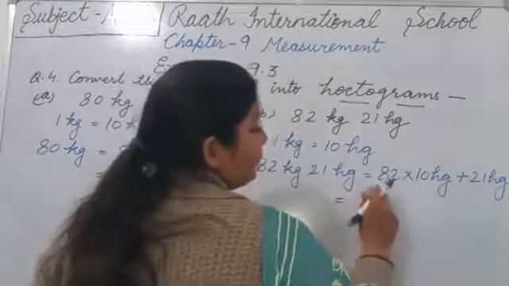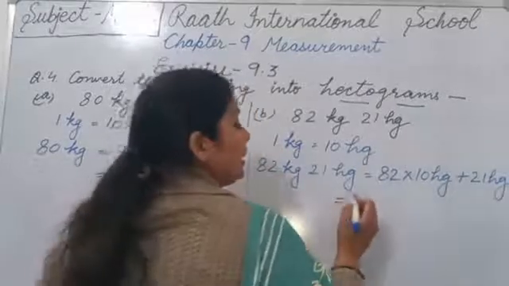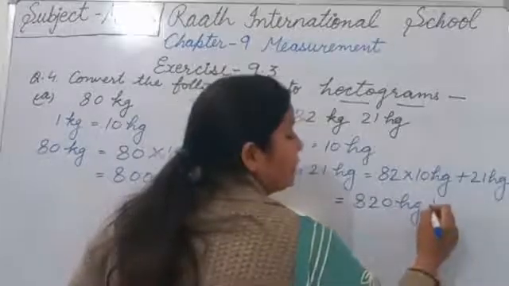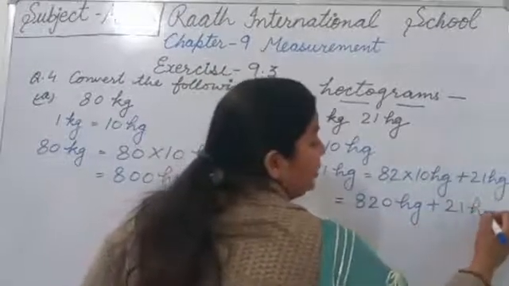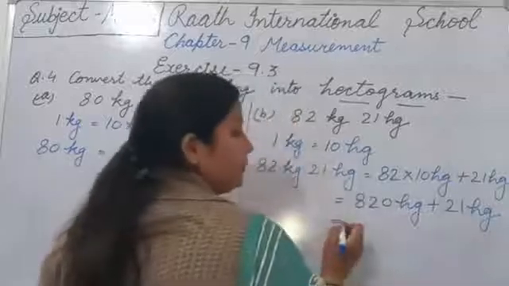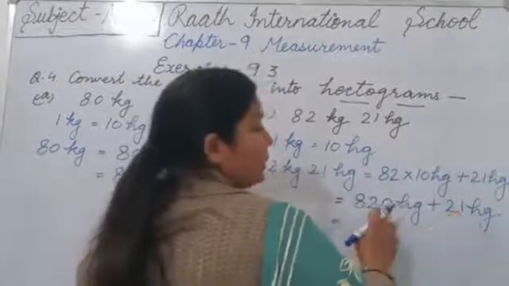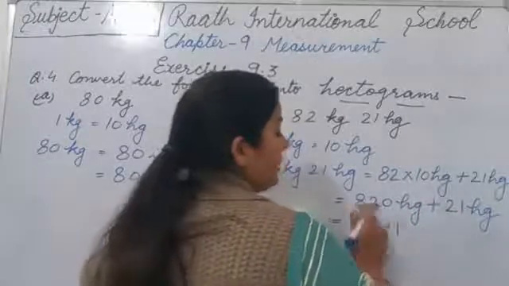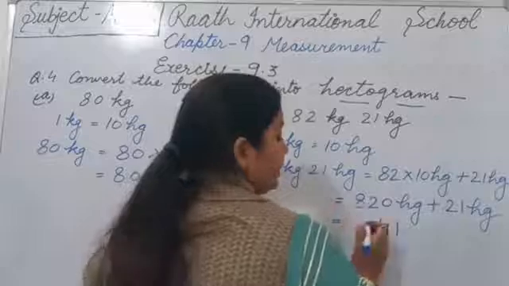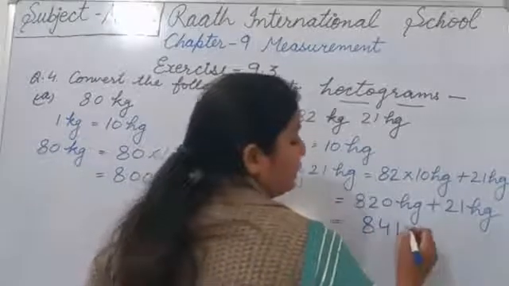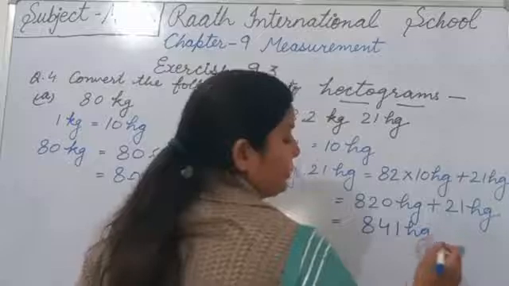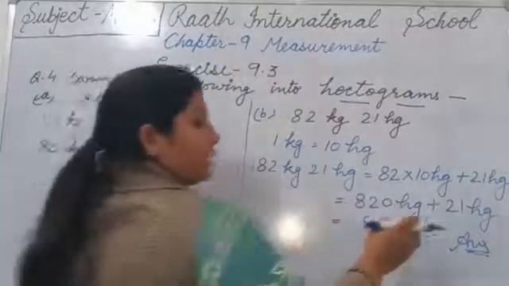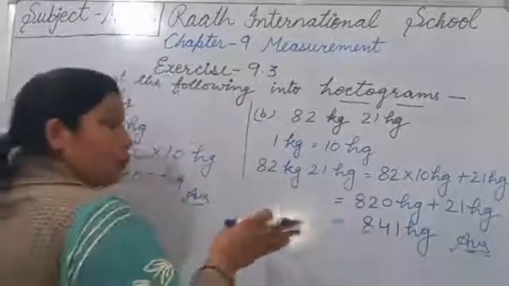Okay. Now 82 into 10, so it becomes 820 hectogram, and 21 is already hectogram. Now we add, from one side. In ones column there is 1 and 0, so 1 plus 0 is 1. 2 plus 2 is 4. And in the hundreds column there is nothing, there is 8. So 841 hectogram. That's your answer. After converting, you add the part which is already converted.